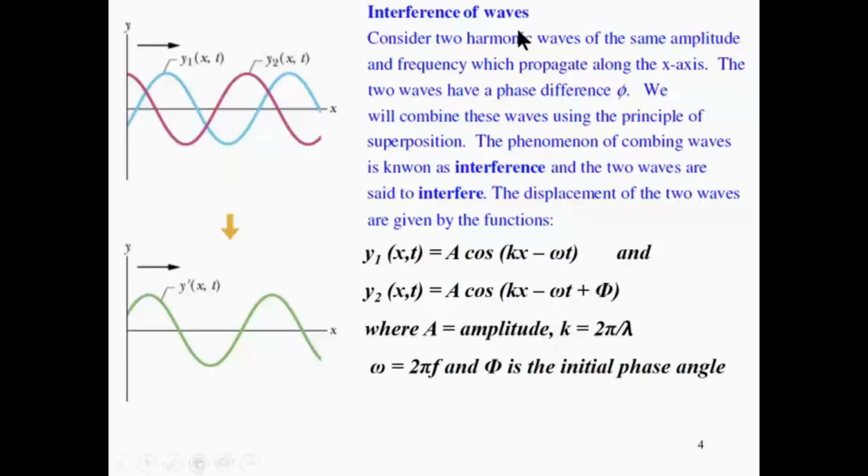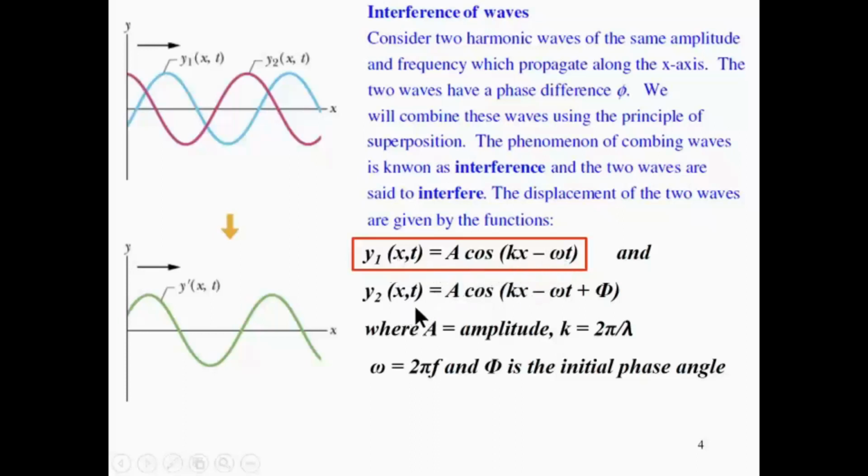This superposition or combination of waves is also called interference of waves. That's the language in waves. Interference just means superposition. Here we're combining two identical waves traveling in the same direction. The only difference is the phase difference. This is the first wave: A cos(kx minus omega t).